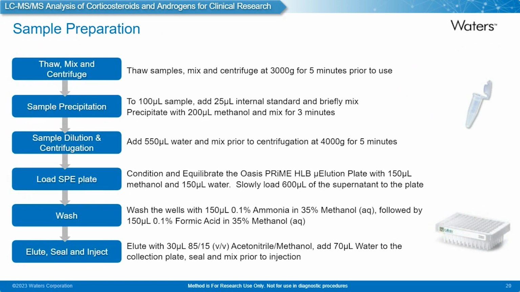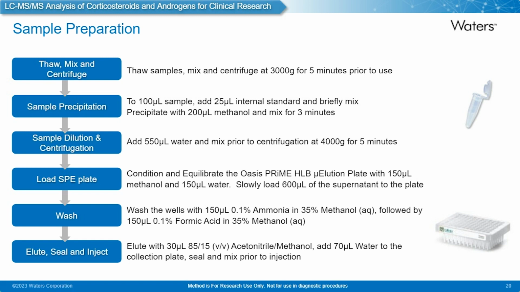Just some more details around the actual sample preparation for this method. We thaw, mix the samples and centrifuge prior to use. We use 100 microliters of sample for the analysis. We add internal standard, and then we precipitate briefly with addition of methanol to disrupt the protein binding associated with steroids in serum. We dilute that with water. This helps with the binding of the analytes to the solid phase extraction material. And we centrifuge that to create a pellet at the bottom of the plate or microcentrifuge tube.